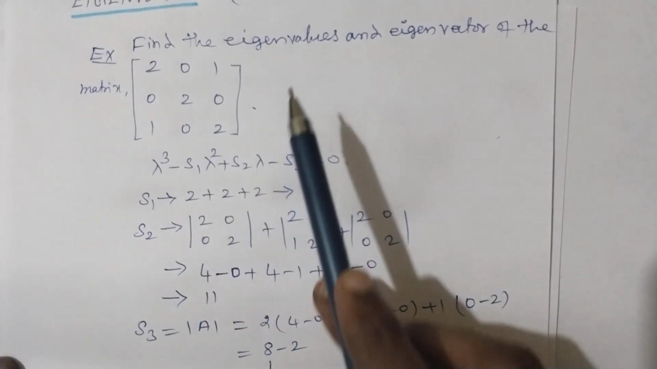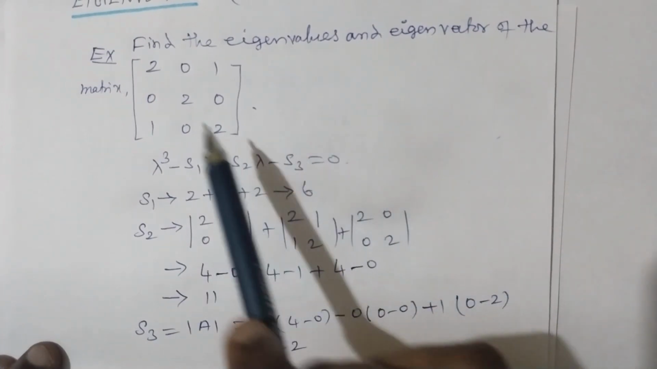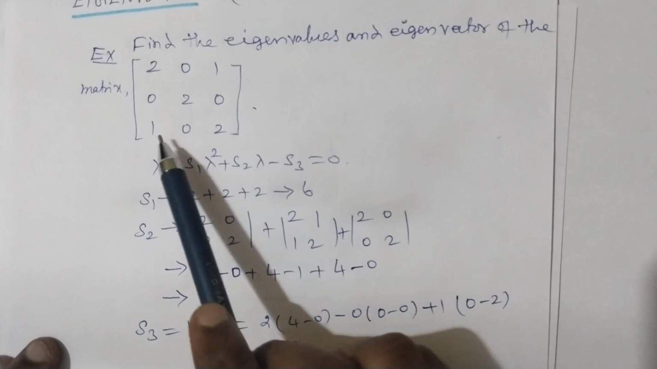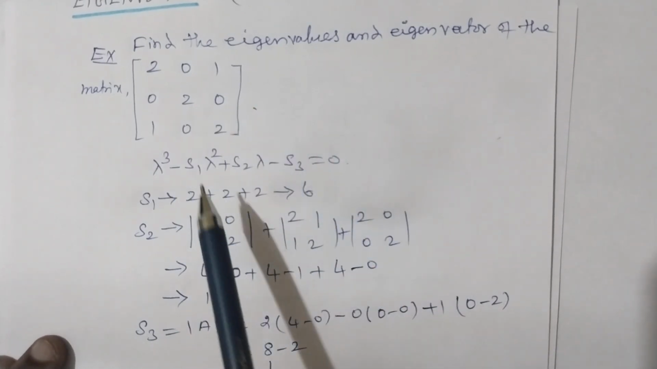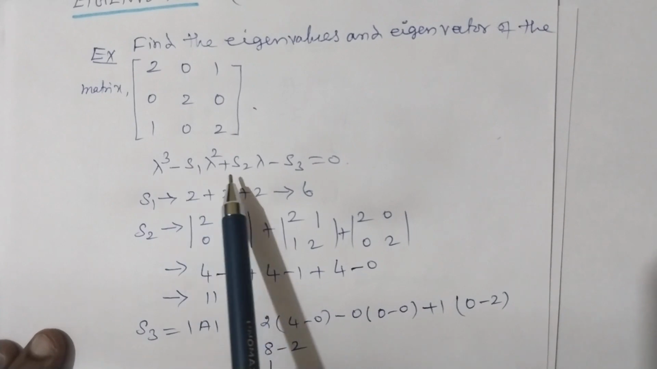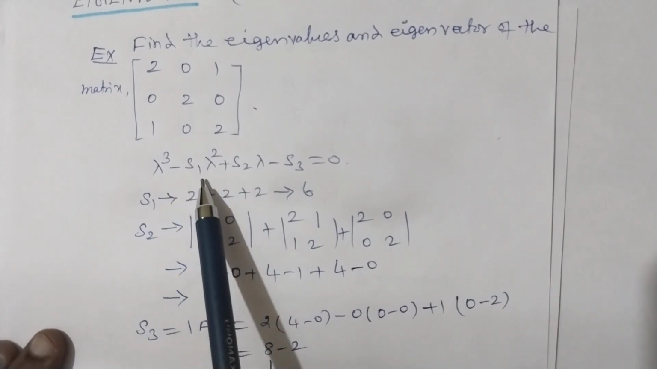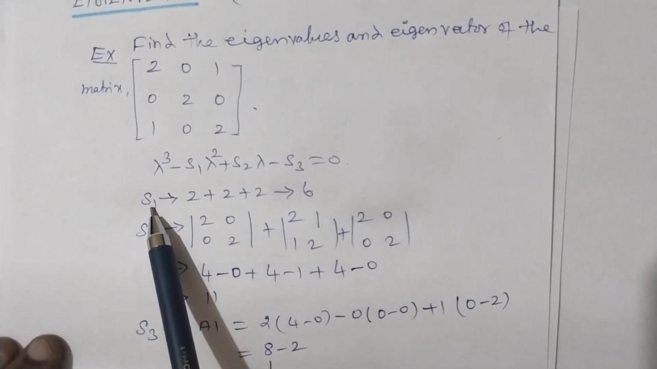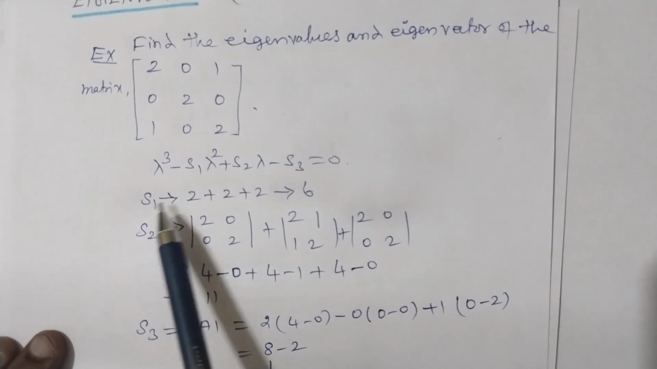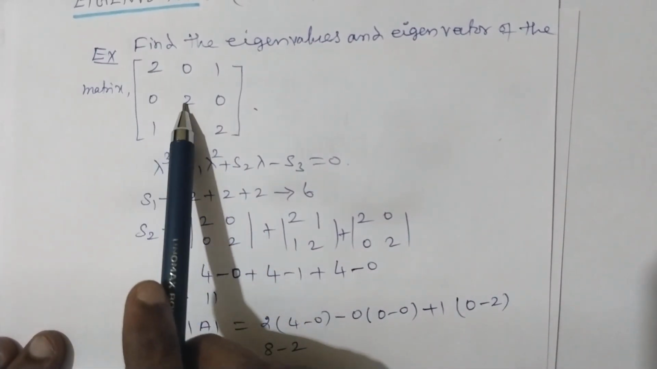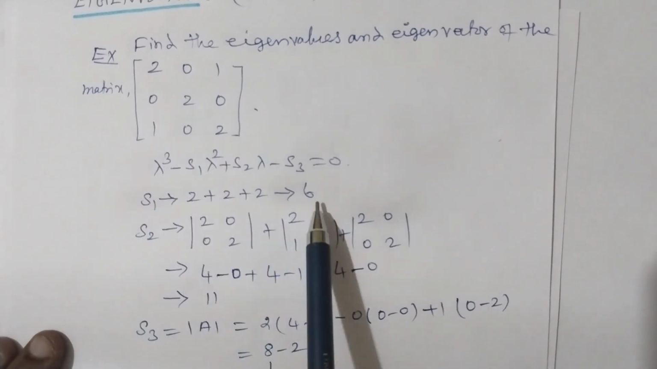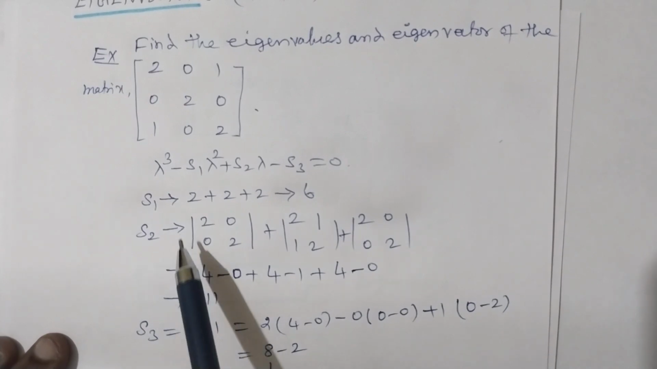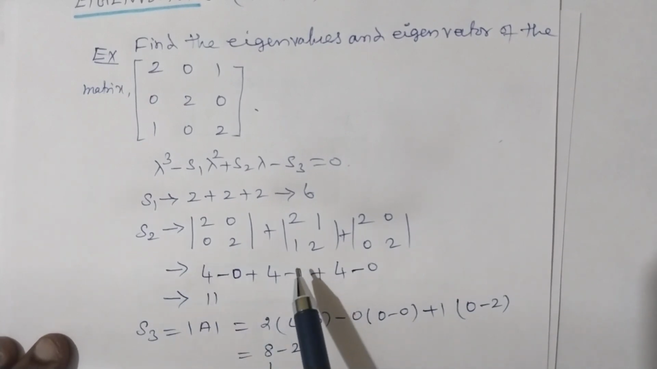Find the eigenvalues and eigenvectors of the matrix. First row 2 0 1, second row 0 2 0, third row 1 0 2. Then the general form of the characteristic equation is lambda cube minus s1 lambda squared plus s2 lambda minus s3 equal to 0. s1 is nothing but the sum of the main diagonal elements. So 2, 2, 2 are the main diagonal elements. The sum of these, so s1 becomes 6.